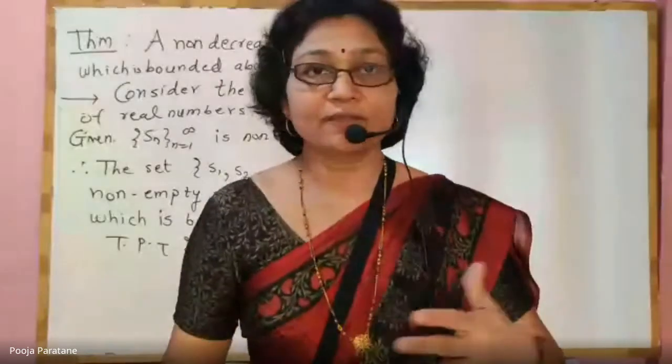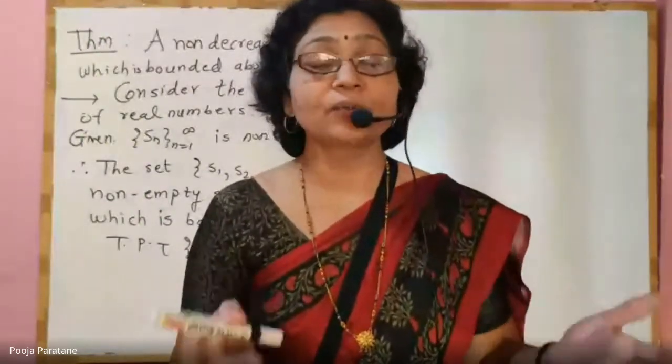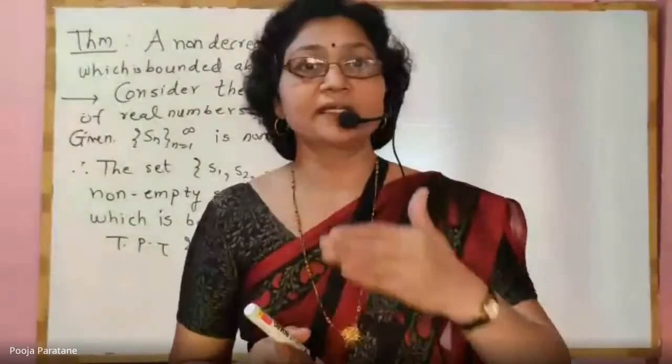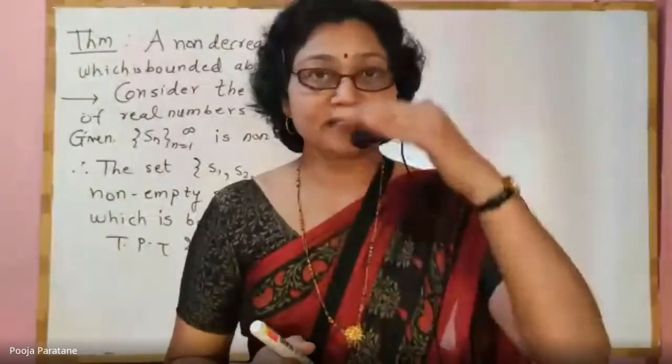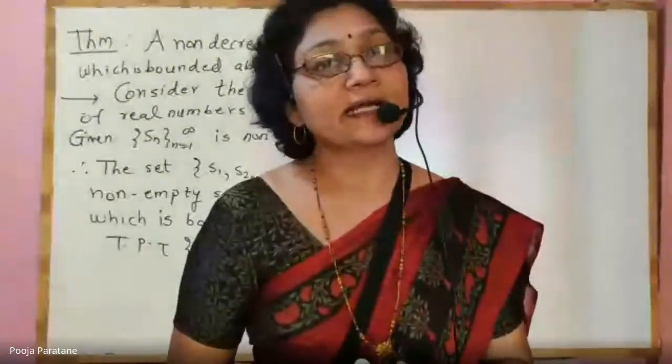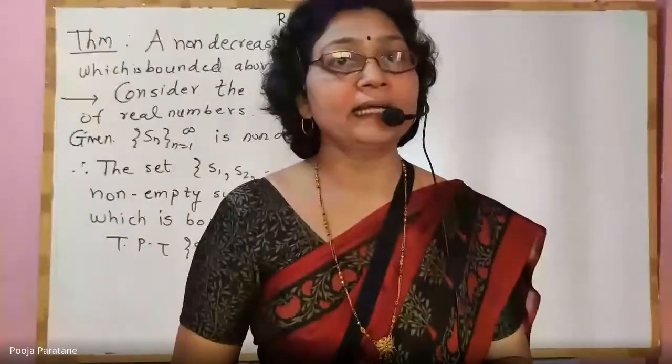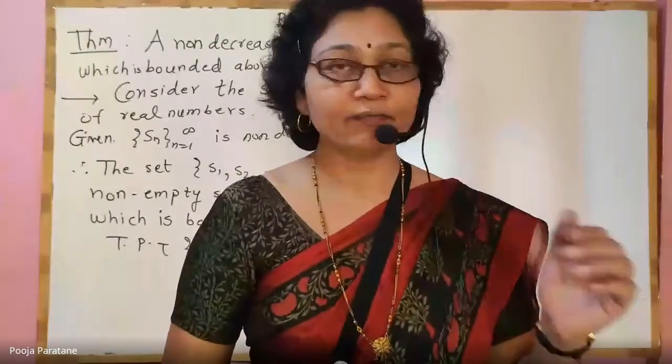It is not sufficient to check only convergence. How to check the convergence? Convergence means its previous step is whether the limit exists. And the limit exists when? If it satisfies that criteria, that modulus of Sn minus L is less than epsilon for all n greater than or equal to capital N. That we want to show.